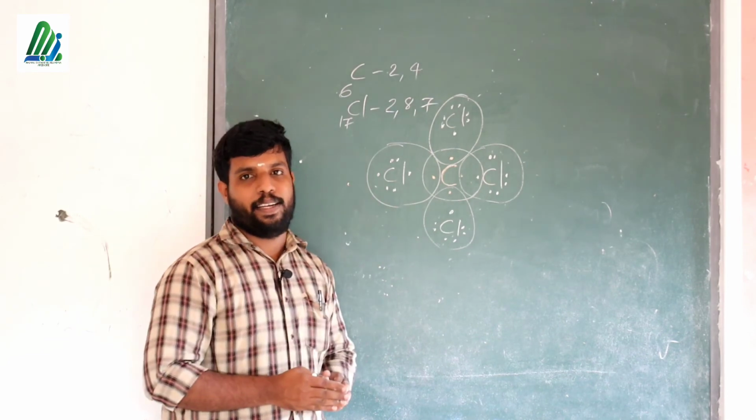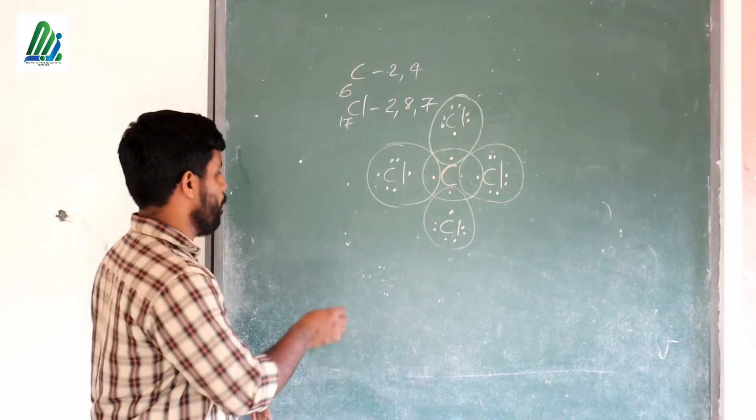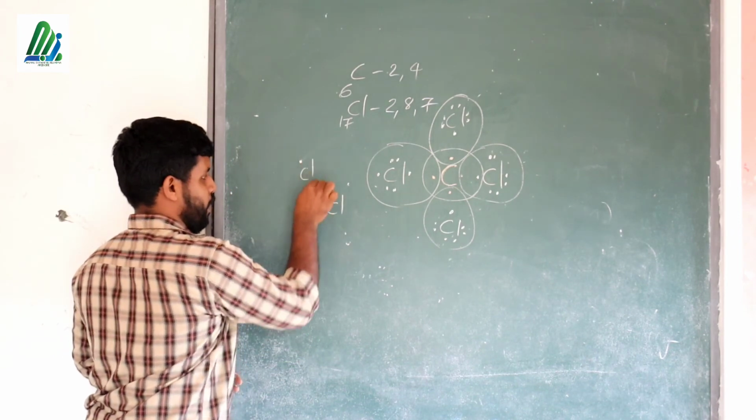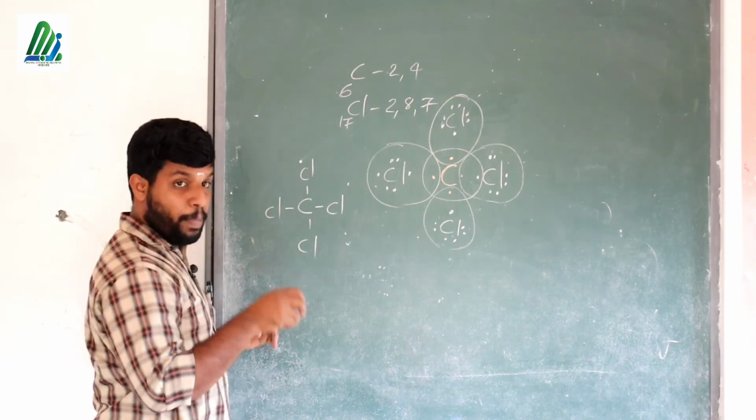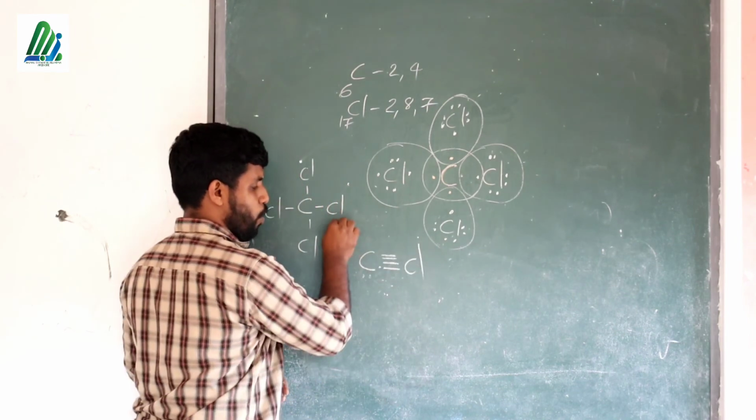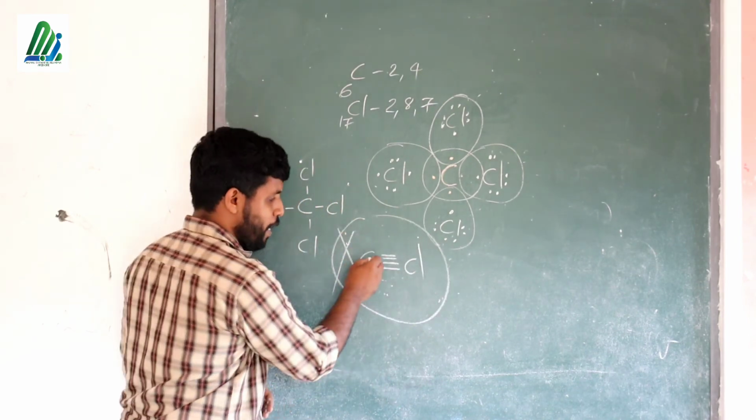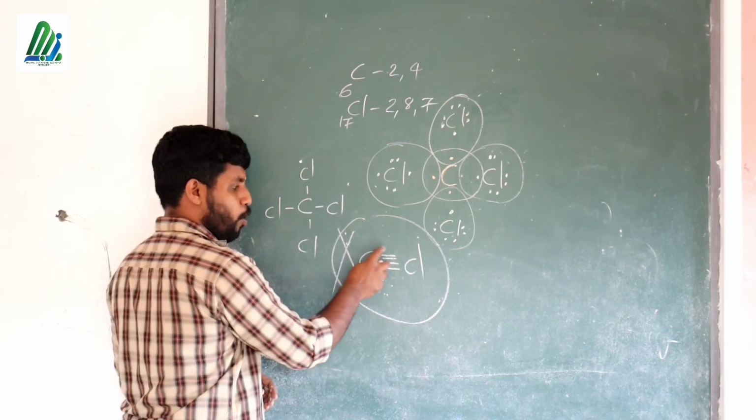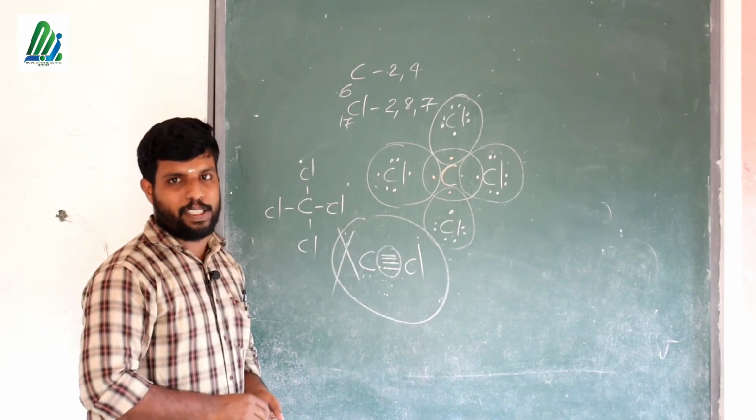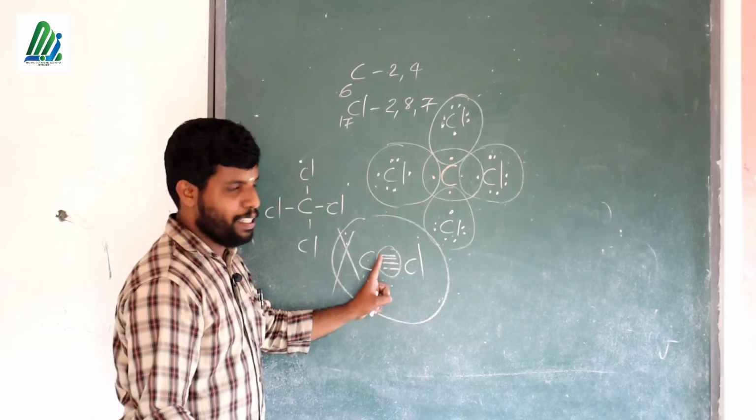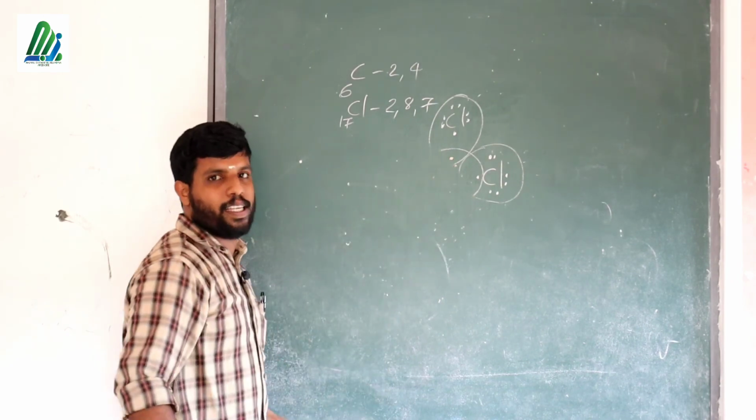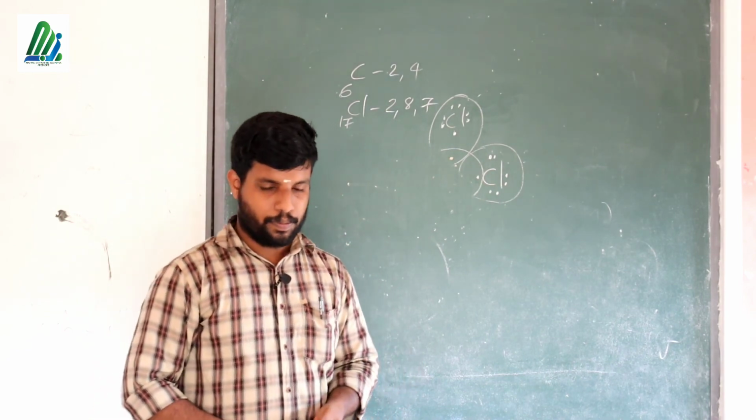Then how can you represent the structure of this compound? By using the symbols: carbon, then 4 chlorine atoms, Cl, Cl, Cl, Cl. But it is important: it is not possible to represent it like this, because carbon forms 4 bonds with the chlorines. It does not form 4 bonds with one chlorine. With one chlorine it forms only one bond, a single bond. So it is not possible to represent it like this. It is important. This is also an example of a covalent compound.